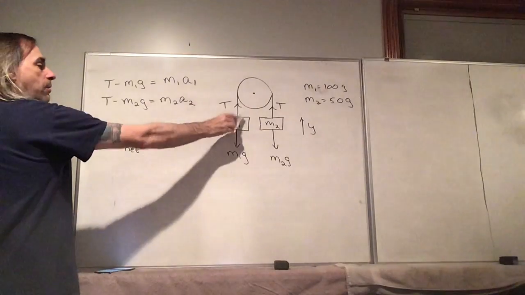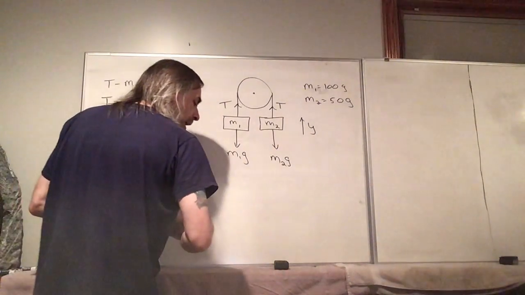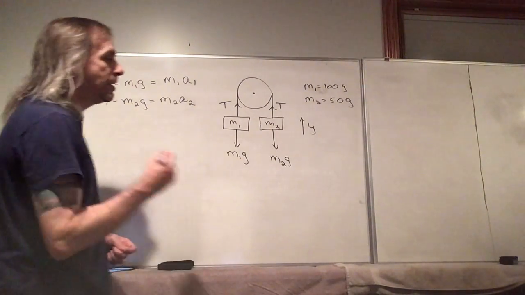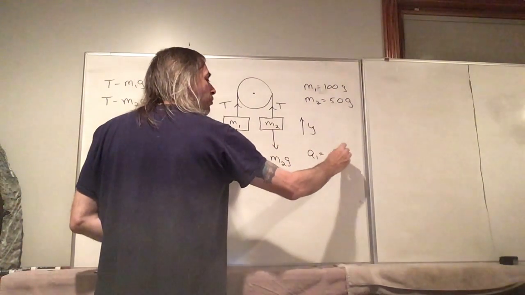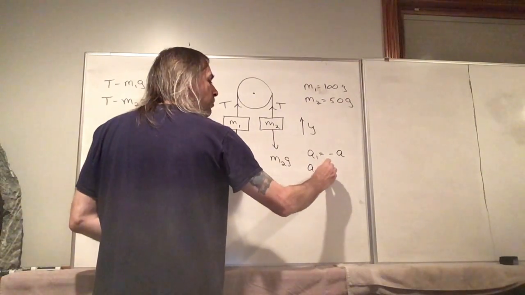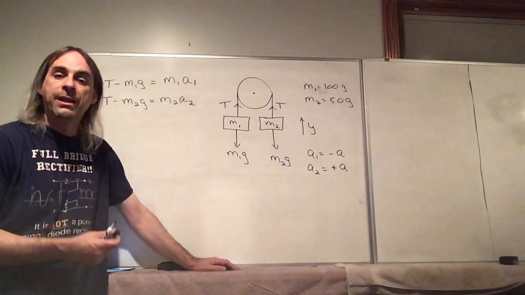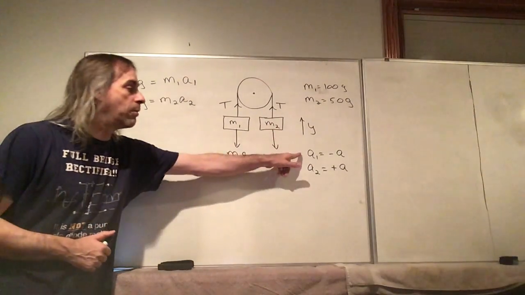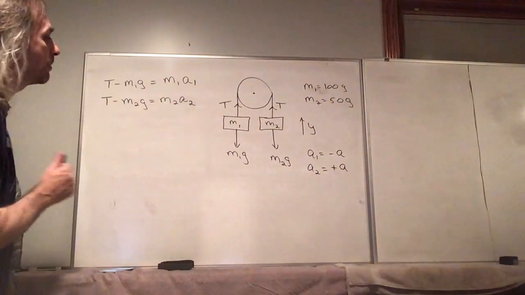Let's call the acceleration of mass 1 A1 and the acceleration of mass 2 A2. Now this is correct. And let's call A the magnitude of the acceleration. So A is the magnitude, and so we can say that A1 is equal to minus A, and A2 is equal to plus A. Say A turns out to be 2 meters per second squared. Then A1, because it's accelerating downwards, would be minus 2 meters per second squared, and A2 would be plus 2 meters per second squared.